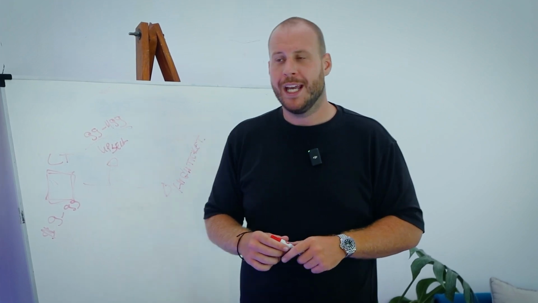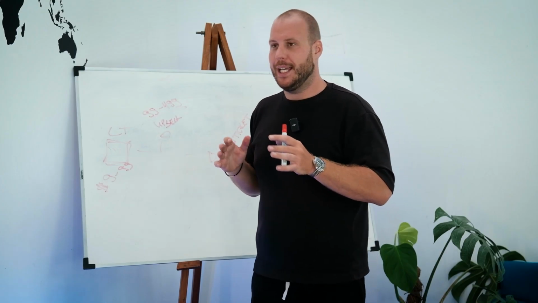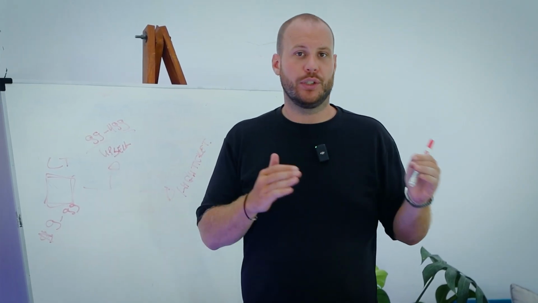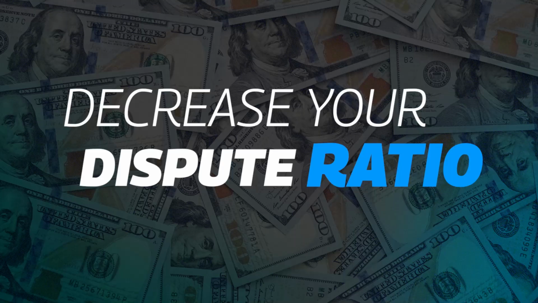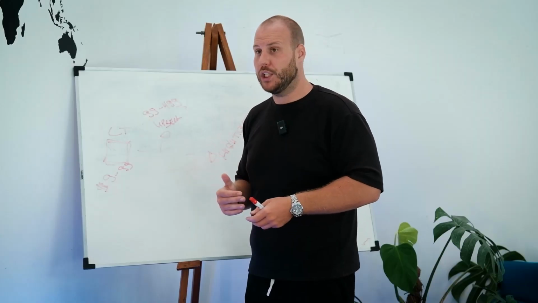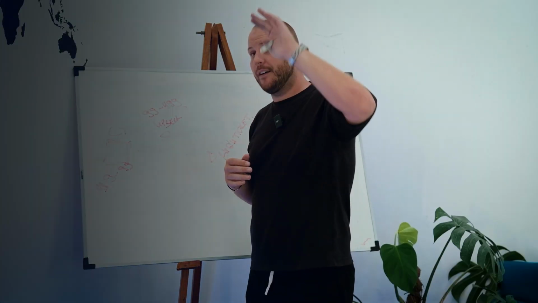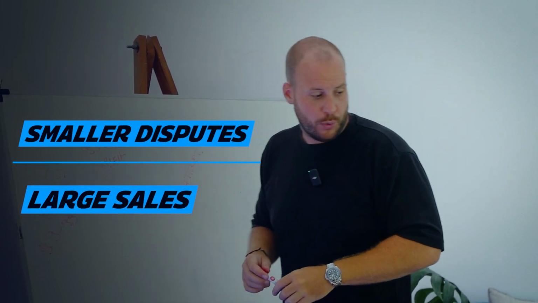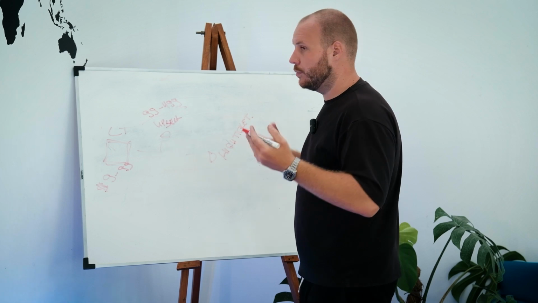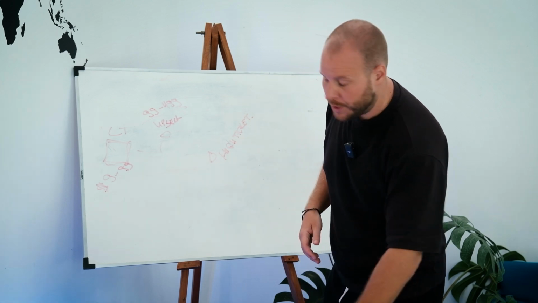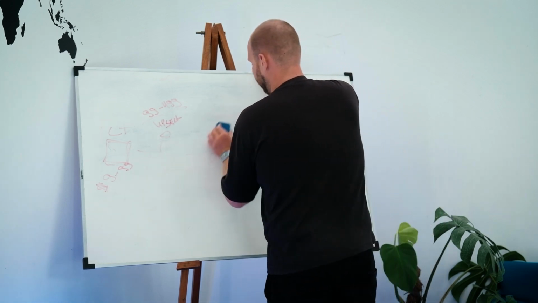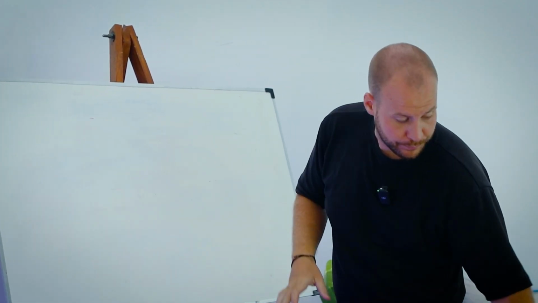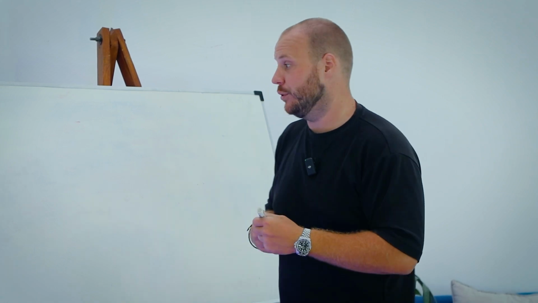I spent days reaching out and getting a hold of Stripe customer support, and all they told me is the best way to prevent a rolling reserve is to decrease your dispute ratio. Now, how do you reduce the dispute ratio? Obviously, you want to have a smaller amount of disputes over a large amount of sales. So one good way to reduce the dispute ratio in our case is to start selling products that are lower value, but you can sell at volume, right?